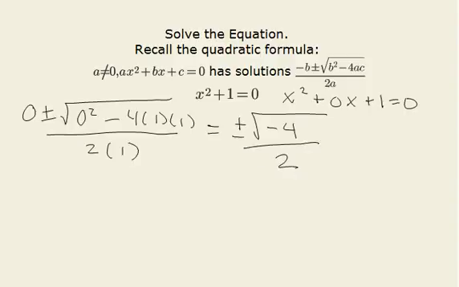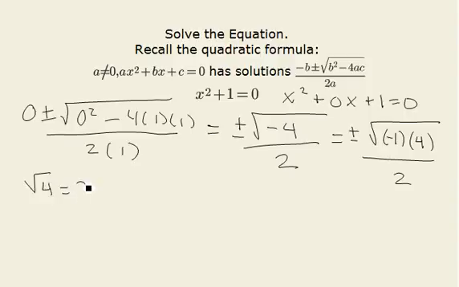Since we have a negative number under the square root, negative 4, we will have complex solutions. Let's rewrite this as plus or minus the square root of negative 1 times 4, divided by 2. Now we can simplify this further, because we know that the square root of 4 equals 2. So we can use that to solve.